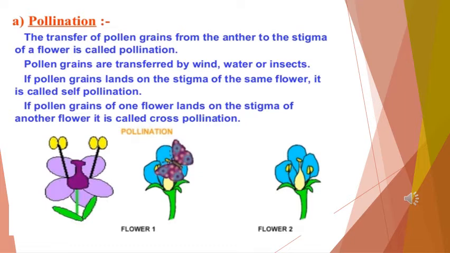A pollen grain from the anther is produced and it is transferred to the stigma by an agent of pollination. If the pollen grain lands on the stigma of the same flower, it is called self-pollination, and if the pollen grain lands on the stigma of another flower, then it is called cross-pollination.